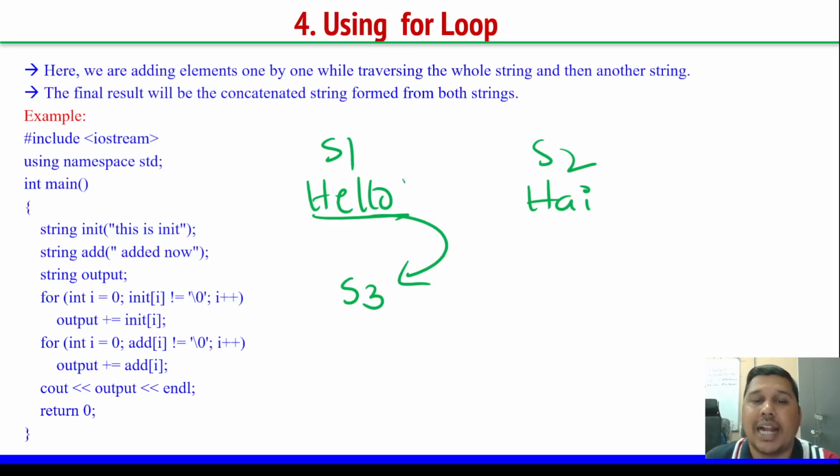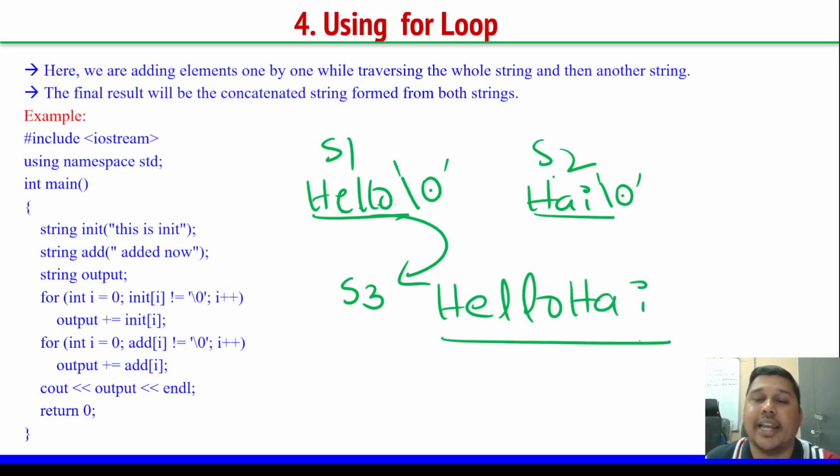Using a for loop until I encounter the null character, I am copying each character of S1 into S3. So S1 becomes H, then E, then L, then L, O. Then I am going for S2, taking each character until the null character is encountered, and adding each one here: H, A, I, like this.